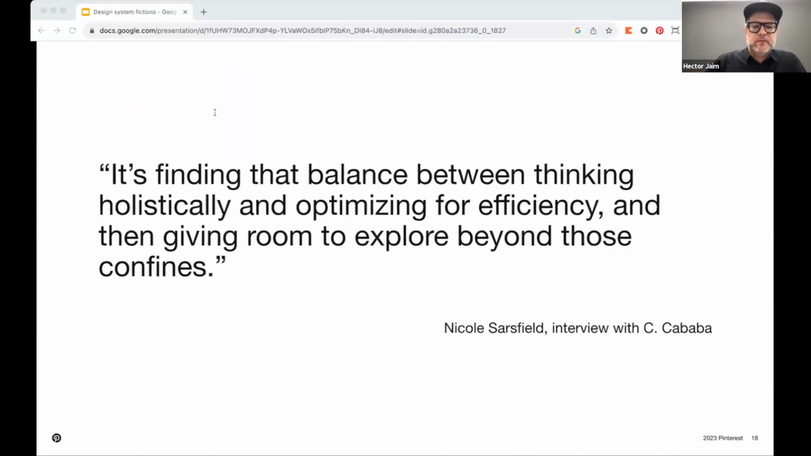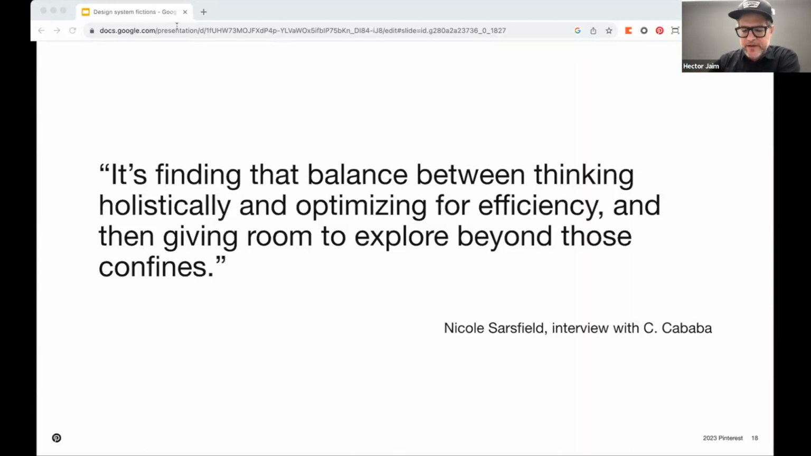And as Nicole Sarsfield mentions in an interview specifically on design systems with Cheryl, it's finding the balance between thinking historically and optimizing for efficiency, and then giving room to explore beyond those confines, beyond those boundaries, right? You want to make something that can respond to change, that is flexible, and applies to many use cases, right? So you start kind of seeing things expand. I'm not just thinking about our own product that I work on at Pinterest, but how does that even fit in the bigger ecosystem around it?